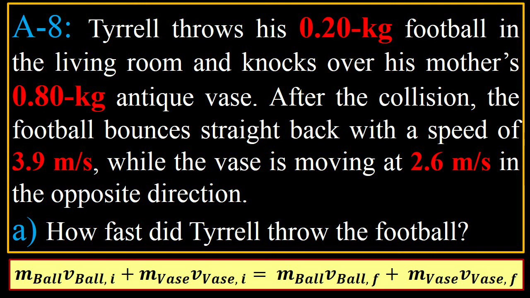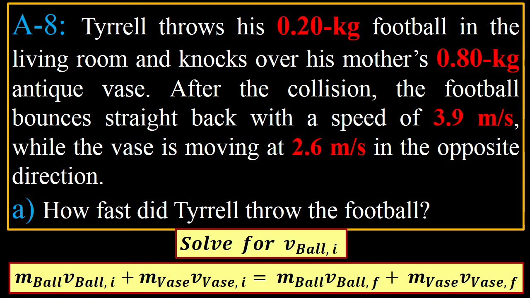The sum of the initial momenta equals the sum of the final momenta. We're looking for how fast the football was thrown, so you want to solve for the initial velocity of the ball.